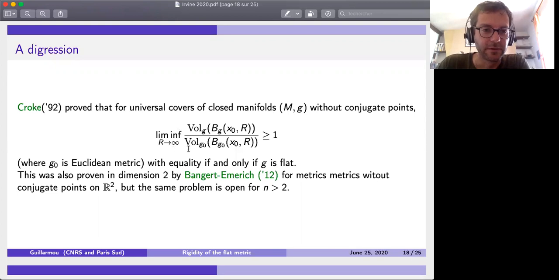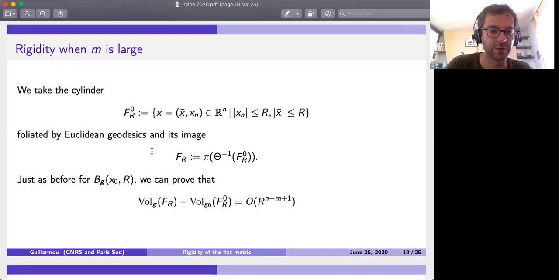So it's a conjecture that the limit inf of the volume of large balls for g divided by the volume of large balls for g0 is bigger or equal to 1, with equality if and only if g is flat. It's not known in dimension greater or equal to 3. There are a few papers of Croke and Kleiner of that kind, but they don't really solve this so generally.